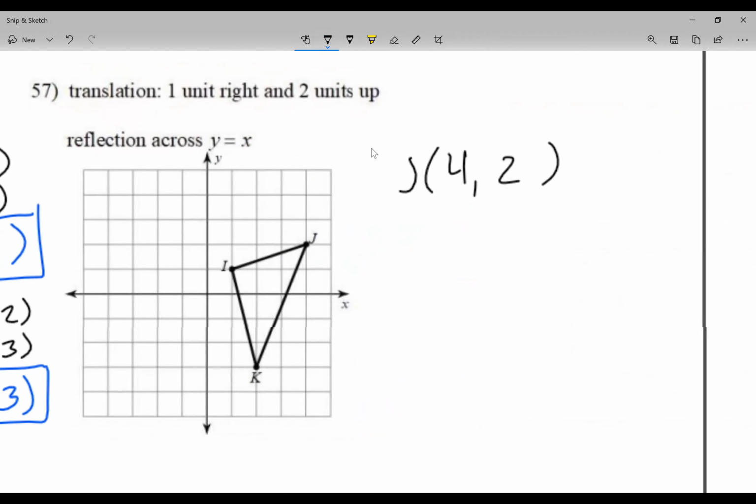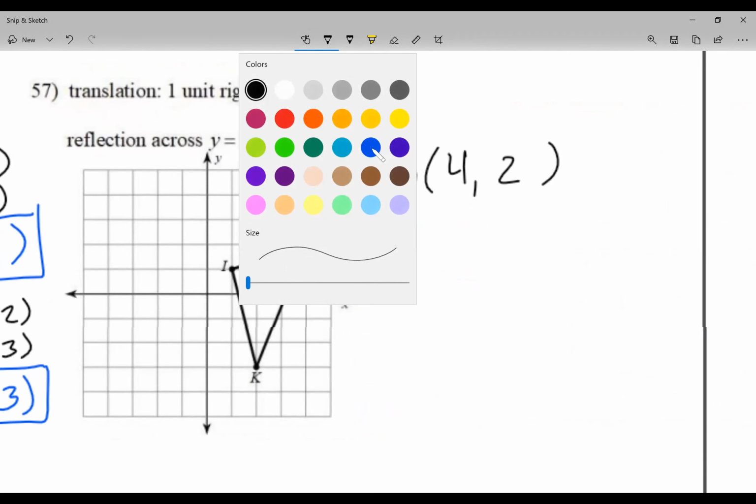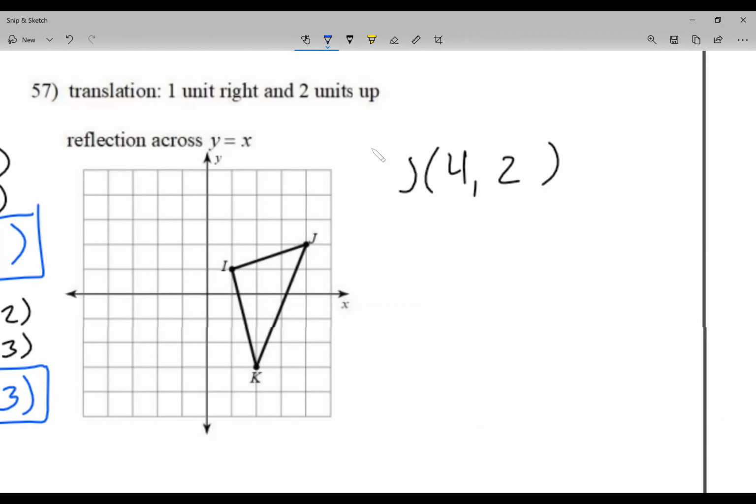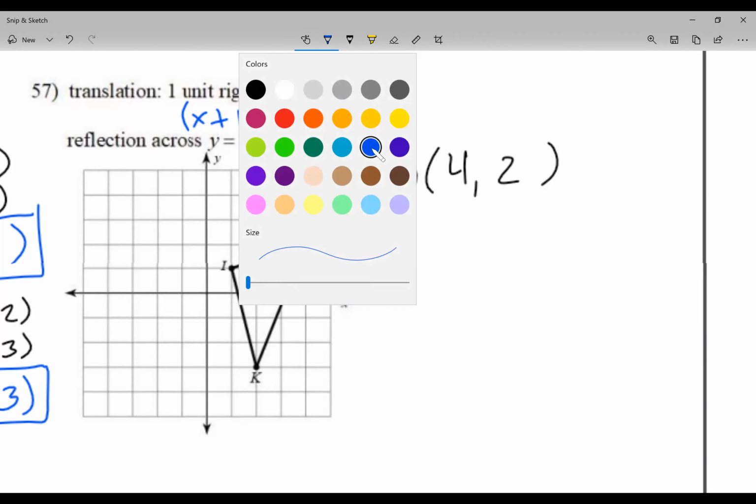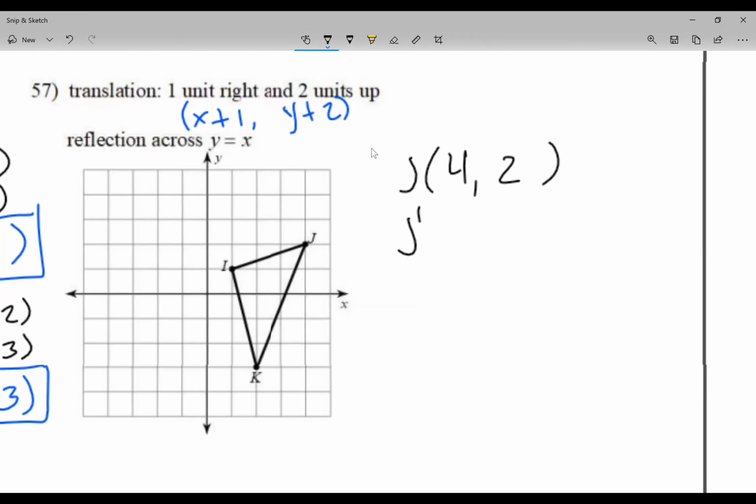According to my rules here, the first transformation says translation, 1 unit right. So I'm thinking algebraically, 1 unit right, I'm just going to go x plus 1. So I'm going to add 1 to my x. And then it says 2 units up, so that means y plus 2. So J prime should be 5, 4. I added 1 to x, and I added 2 to y. That's what it said: 1 unit right, 2 units up.